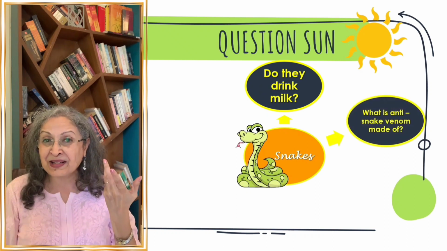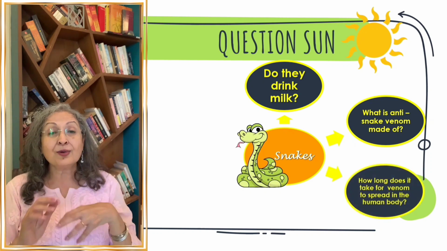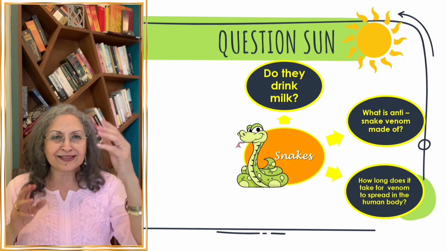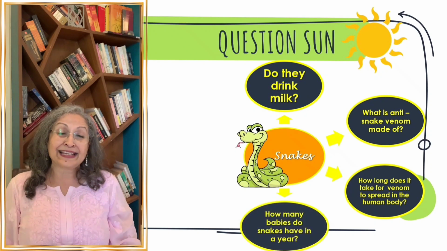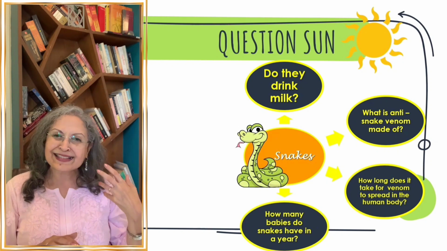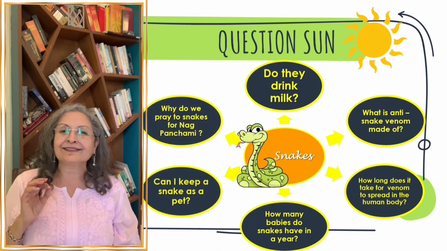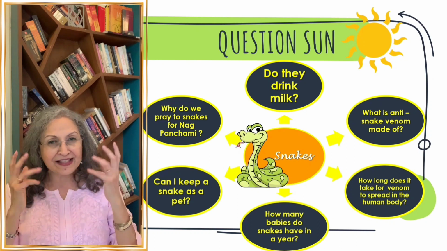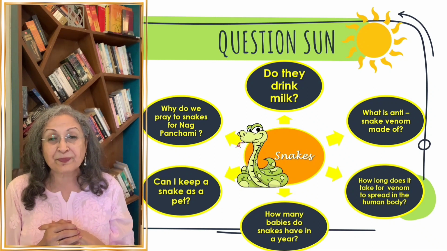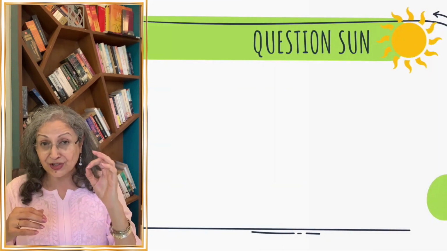One could be, do they drink milk in India? That could be a question. What is anti-snake venom made of? How long does it take for venom to spread in your body? Of course, it can go into neurotoxic and hemotoxic venom, depending on which class and grade you're addressing this to. How many babies do snakes have in a year? Can I keep a snake as a pet is a very, very childlike question. And why do we pray to snakes during Naga Panchami? Again, in our country, India, we also have festivals around snakes. Okay? So these are the kind of questions which can come up, and rather than dismissing them, once the students ask you questions, it becomes our duty, morally and otherwise, to ensure that we address them.